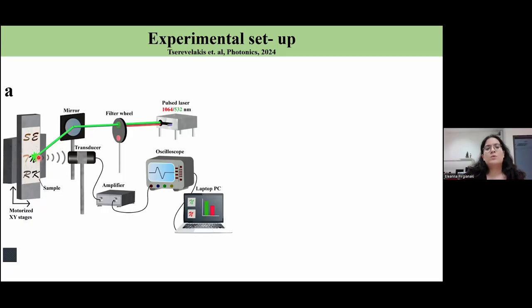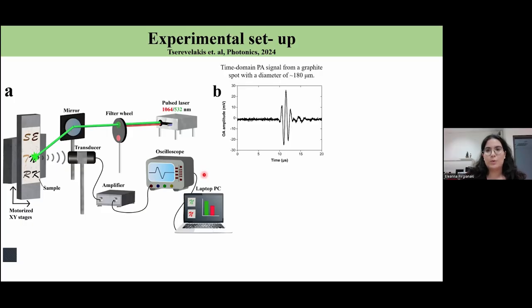Then the produced photoacoustic signals reach the surface of an air-coupled spherical focused ultrasonic transducer, and they are amplified and digitized by an oscilloscope, and the whole setup is controlled with a laptop.